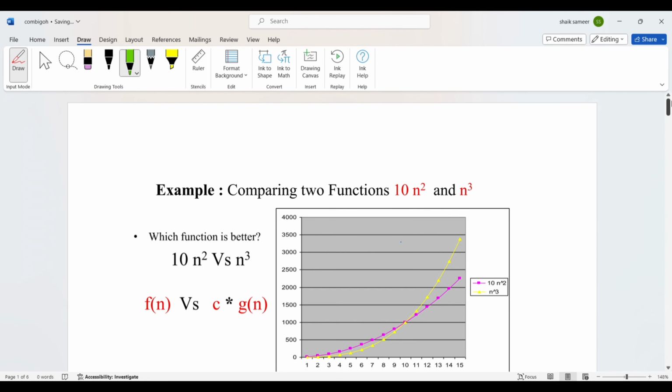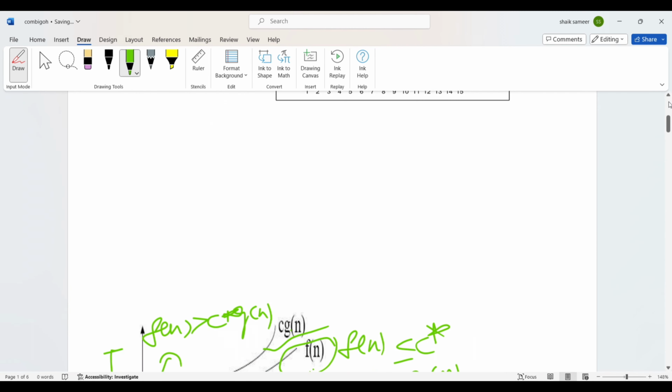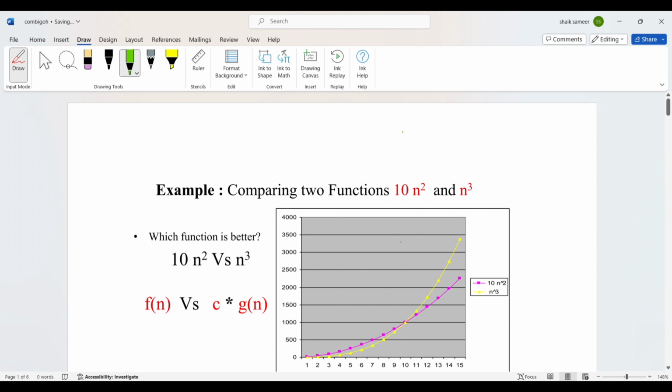So this is the problem. Comparing two functions. We have to compare two functions, n square and n cube. Which function is better? When we compare two functions, the one which takes less time is the better function. For that, we have to draw the Big O graph comparing the two functions.